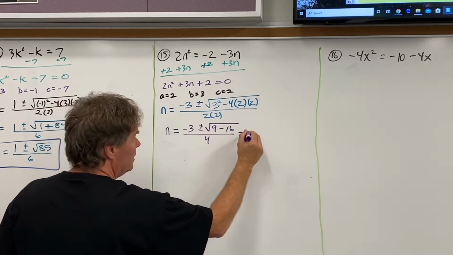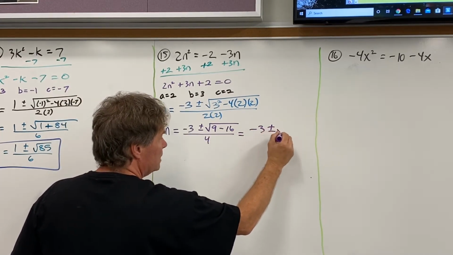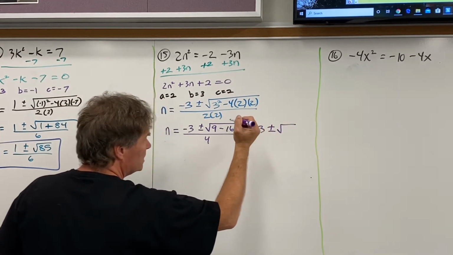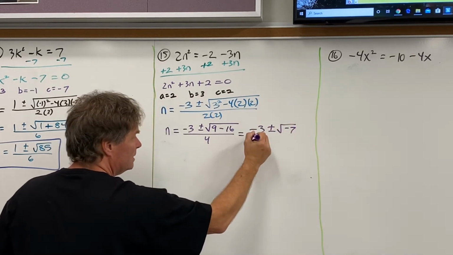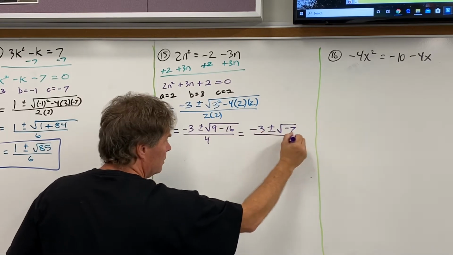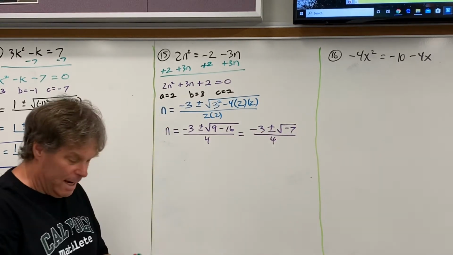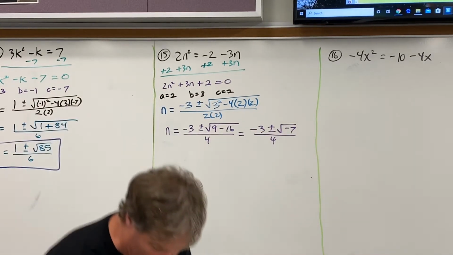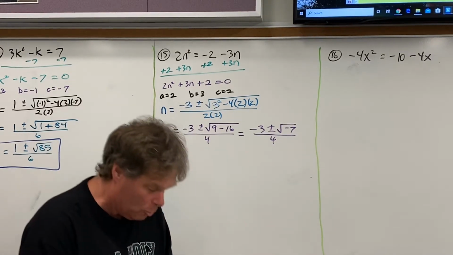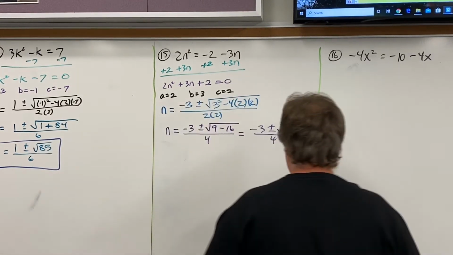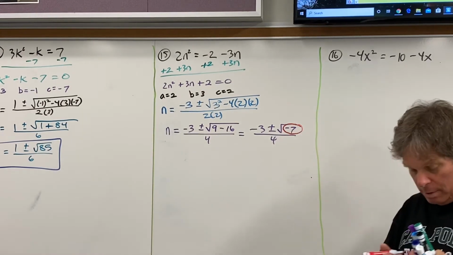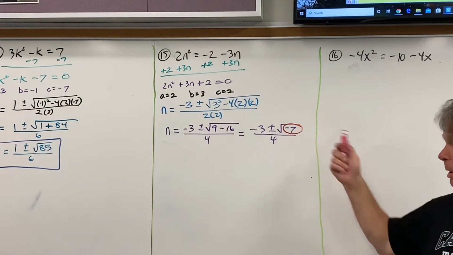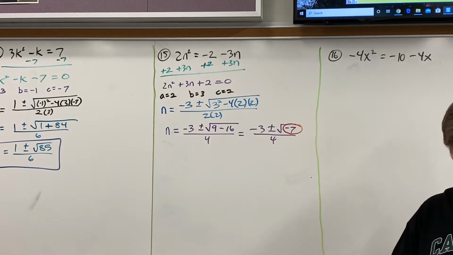Wait a minute. That's -3 plus or minus the square root of, what's 9 take away 16? -7, right? Yeah, that's right. -7 over 4. Wait a minute. Now, this is what I've got to point out. Pay attention, people. Look, there's a negative under this square root. You can't take the square root of a negative number in the real number system.